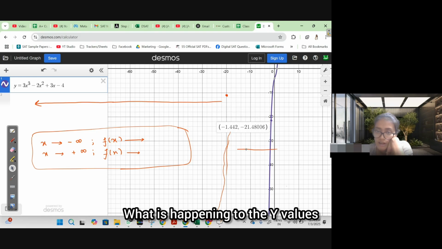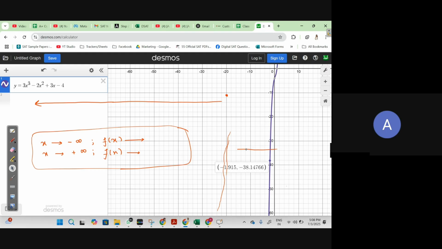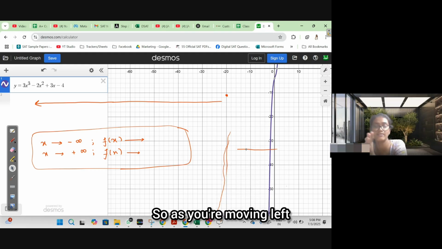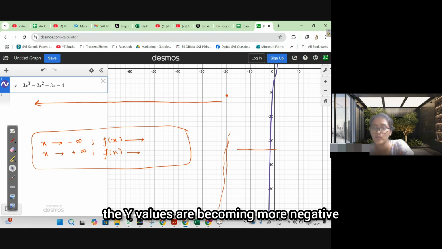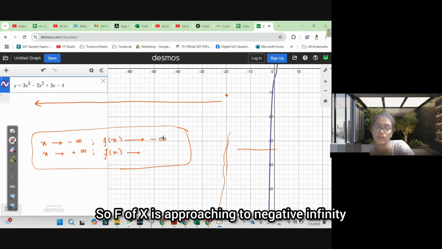What is happening to the y values? They are becoming more and more negative, right? Yeah, more and more negative. So as you're moving left and left and left, the y values are becoming more negative. So it is going down. So f of x is approaching negative infinity.